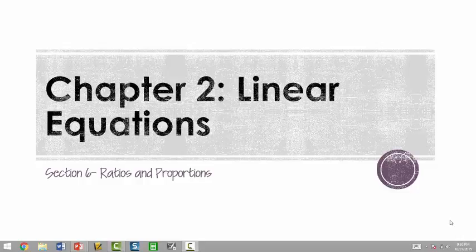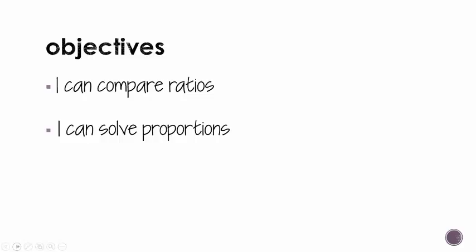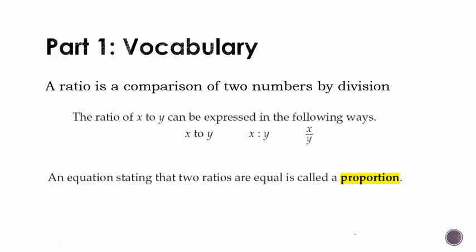In section 6, we're going to talk about ratios and proportions. By the end of this lesson, you should be able to compare ratios, and then you should be able to solve proportions. So a ratio is a comparison of two numbers by division.